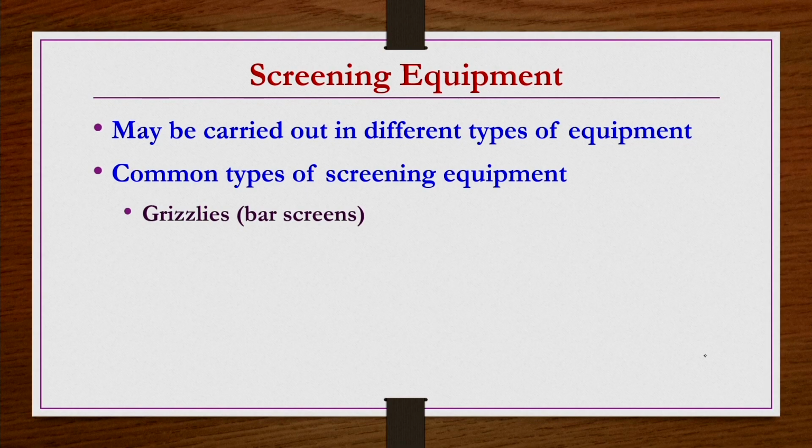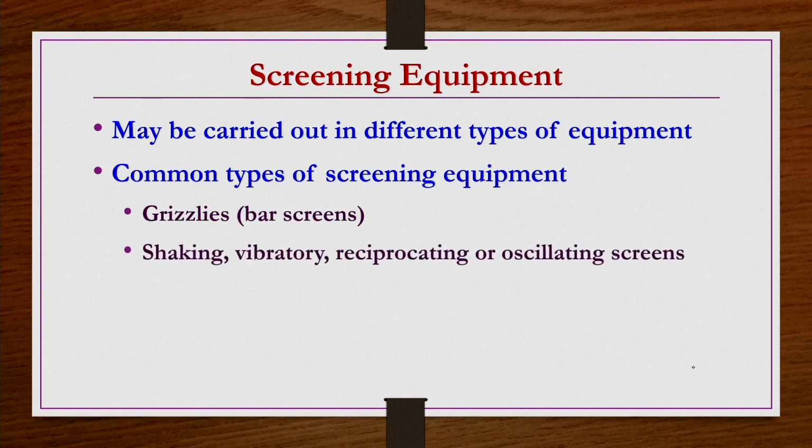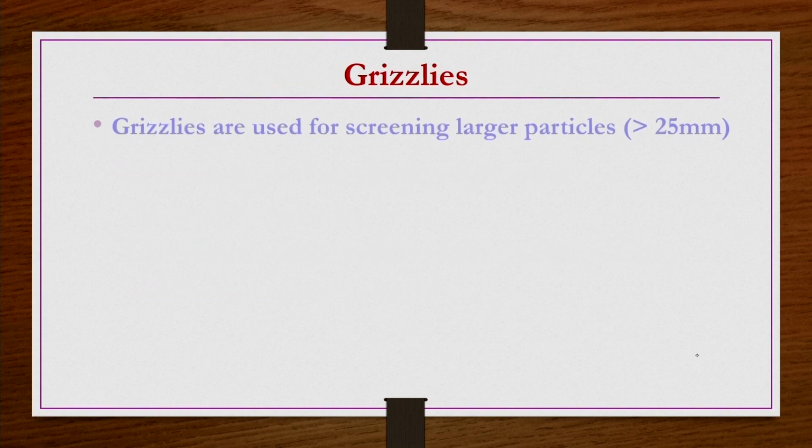So, the most common types of screening equipment are grizzlies or bar screens, shaking, vibratory, reciprocating or oscillating screens, or revolving screens, also known as trommels. So, we see them one by one.